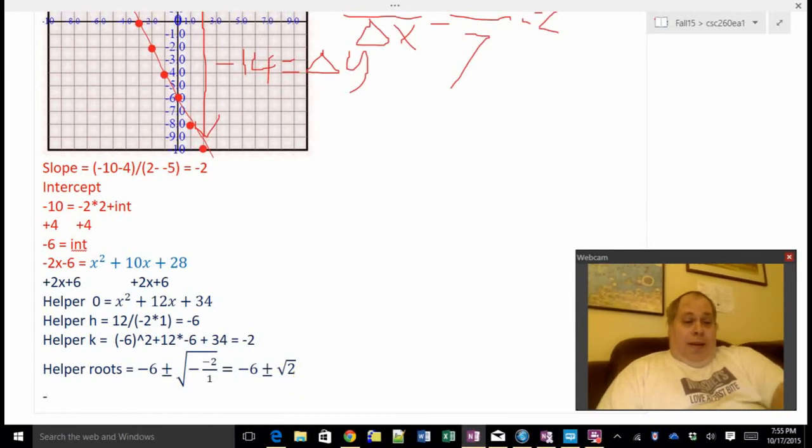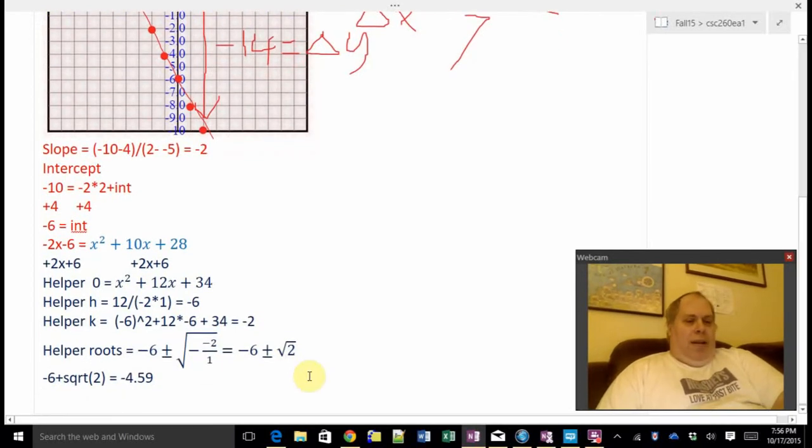So, the first x is negative 6 plus... I'll do that one first, and that's going to give me this number. Okay, let's just round that to negative 4.59. It'll be a little rounded, but that's close enough.